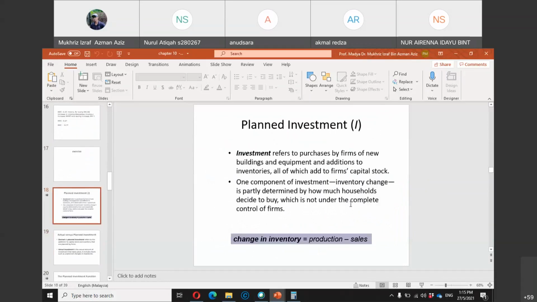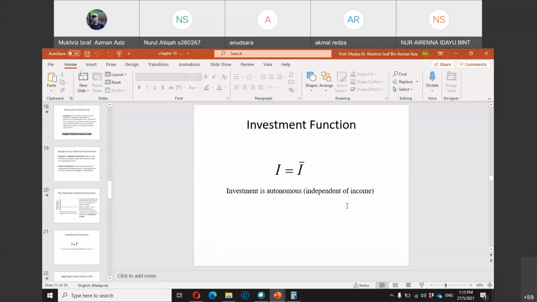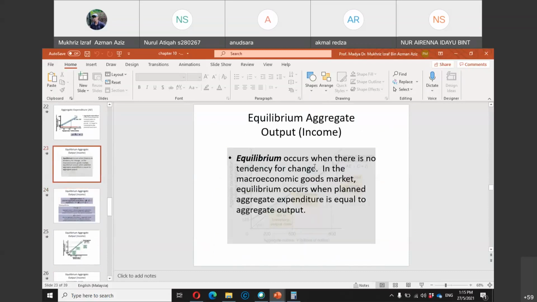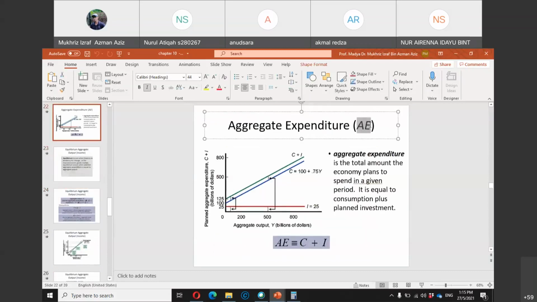We also looked at when we include investment, and then we introduced the concept of aggregate expenditure, AE. AE for a 2-sector economy is C plus I. Remember, planned investment is a constant value. So when you add investment together with consumption, 100 plus 0.75Y plus 25, you move the graph parallel upward. You can see here 100 moves to 125. So C plus I is the aggregate expenditure line, AE, including only investment.